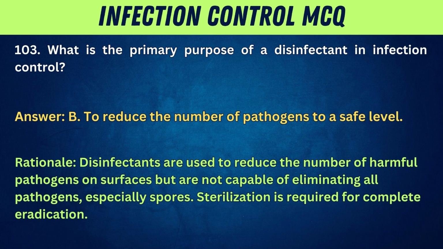Answer: B. To reduce the number of pathogens to a safe level. Rationale: disinfectants are used to reduce the number of harmful pathogens on surfaces, but are not capable of eliminating all pathogens, especially spores. Sterilization is required for complete eradication.